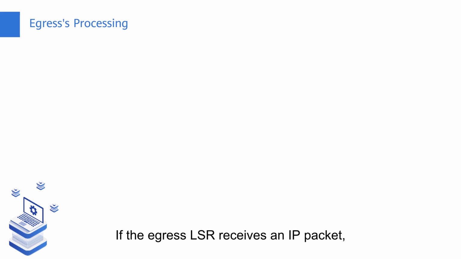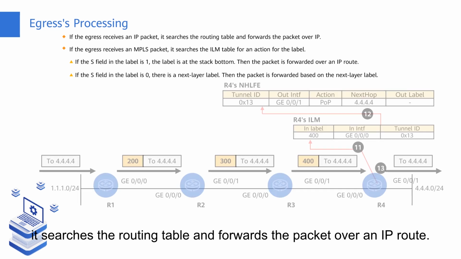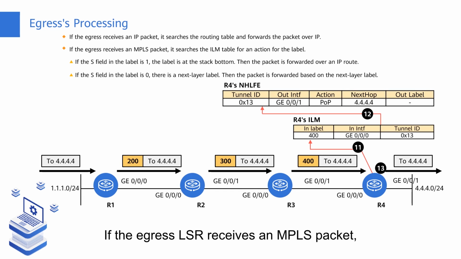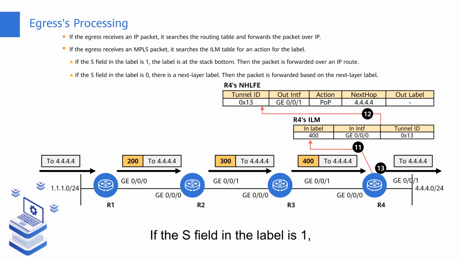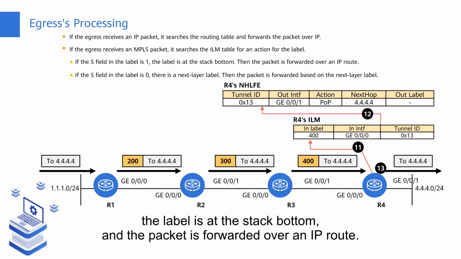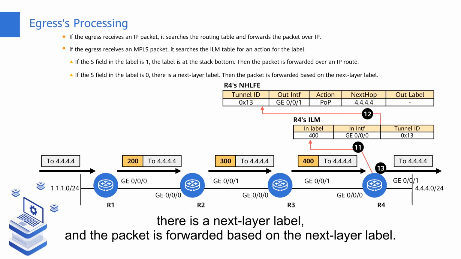If the Egress LSR receives an IP packet, it searches the routing table and forwards the packet over an IP route. If the Egress LSR receives an MPLS packet, it searches the ILM table for an action for the label. If the S field in the label is 1, the label is at the stack bottom, and the packet is forwarded over an IP route. If the S field in the label is 0, there is a next layer label, and the packet is forwarded based on the next layer label.